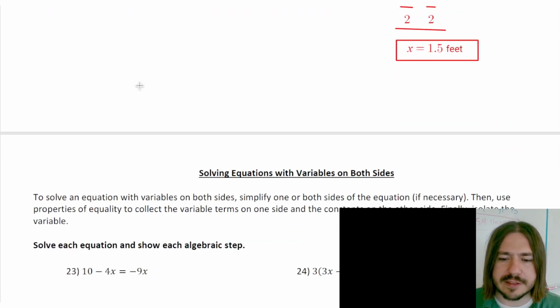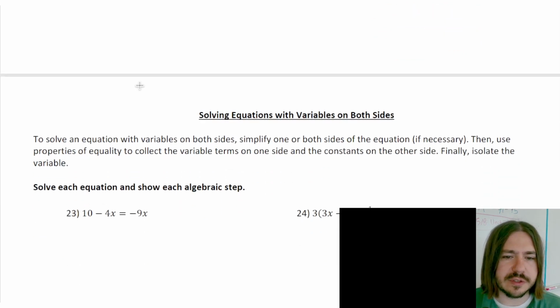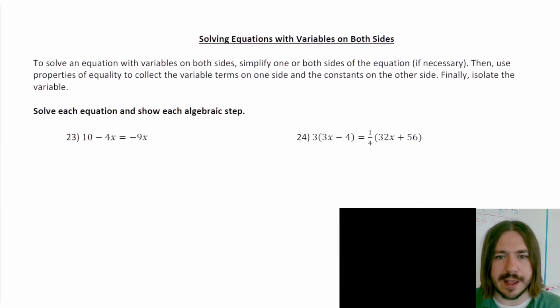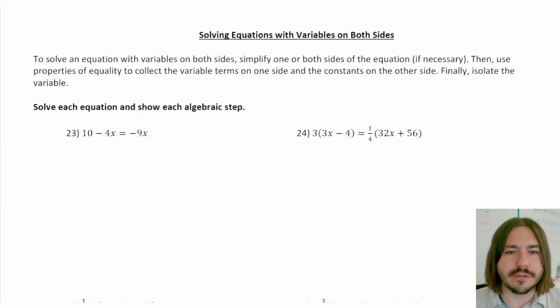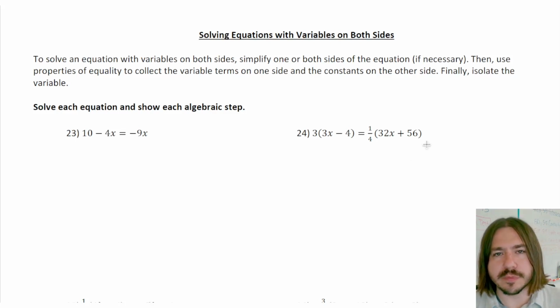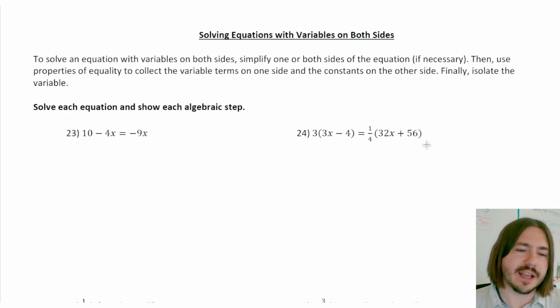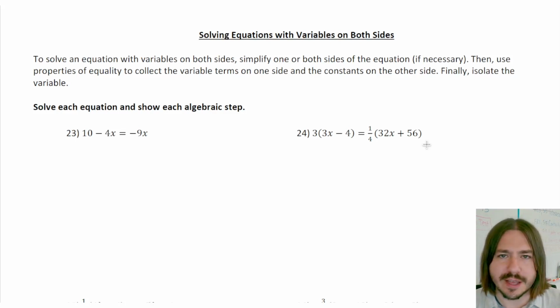Okay, our last section here has to do with solving equations with variables on both sides. To solve equations like these, basically what you want to do is move the terms that have x's all to the left side and move all the constants to the right-hand side. And while it doesn't really matter which one goes on the left and which one goes on the right, you want to make sure that those different kinds of terms are separated out.